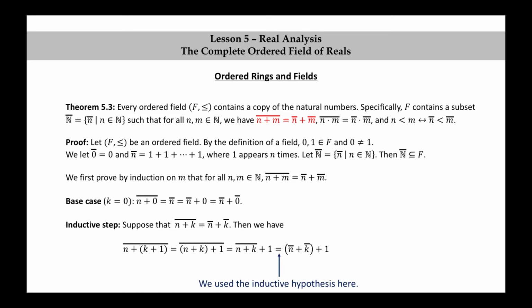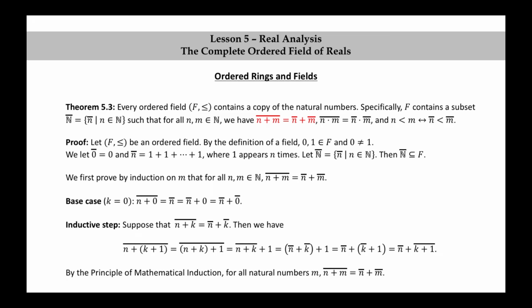Here is where we're using the inductive hypothesis. And using associativity inside the field F, we have that this is equal to n bar plus k bar plus 1, which, again, by the definition of bar, is n bar plus k plus 1 bar. So we did it. By the principle of mathematical induction, for all natural numbers m, n plus m bar is equal to n bar plus m bar.